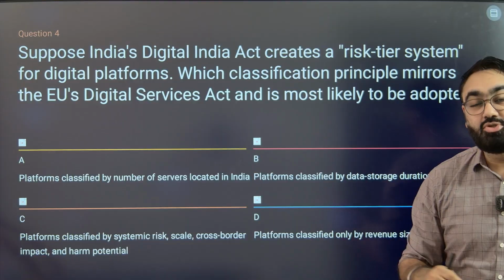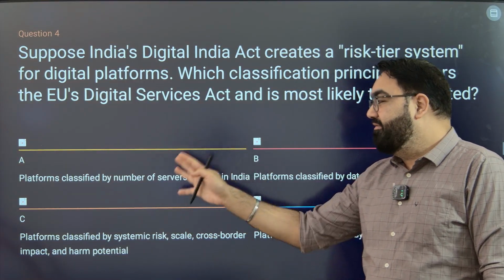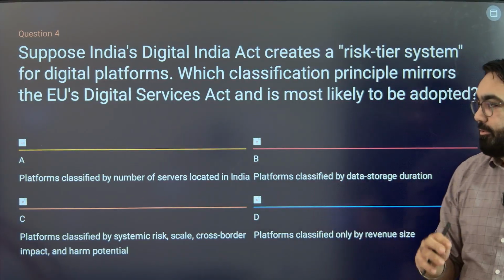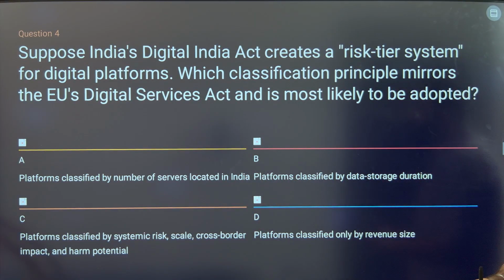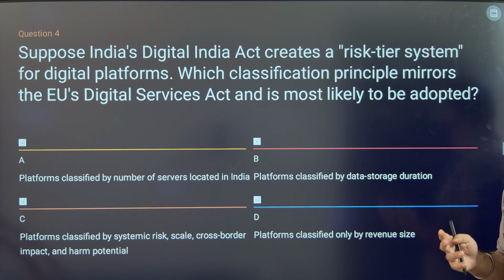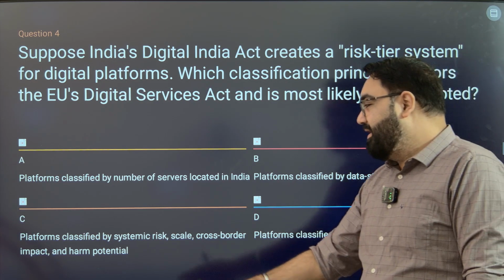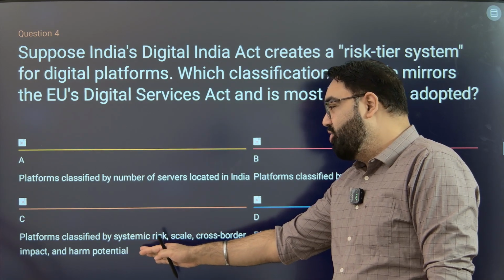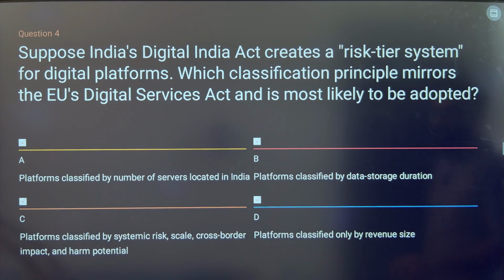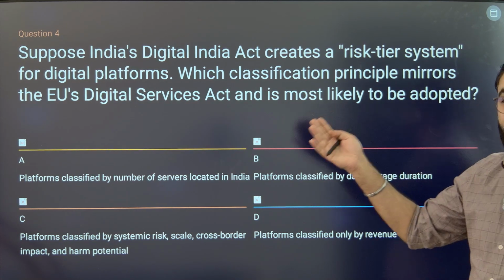So in simple terms, to make it even easier, they're asking you which of these following features is actually a feature found in the Digital Services Act of the EU. Platforms classified by number of servers located in India, would we have this feature? Platforms classified by data storage duration, for how long do you store the data? Platforms will be classified by systemic risk, scale, cross-border impact, and harm potential. Or platforms will be classified only by revenue size. How will platforms be classified in India if a similar act is introduced?